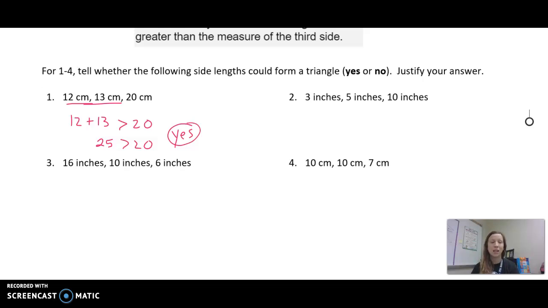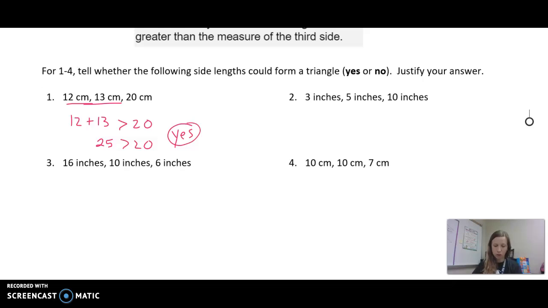Now, please keep in mind, you can only determine it if all three sides are in the same measure. Like these were all measured in centimeters. If they weren't all centimeters, then we can't tell unless we convert so that they are all in the same unit of measurement. Okay, let's look at example 2.